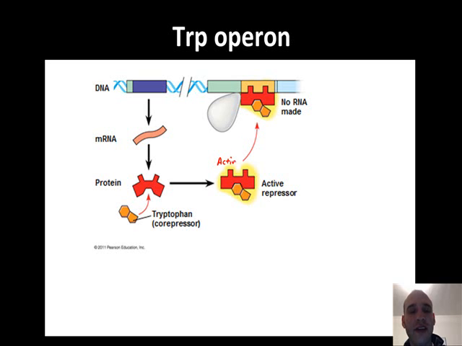Now you have this activated repressor protein, and its shape has changed. Since its shape has changed, it can now bind to the operator. Since it's bound to the operator, RNA polymerase can't go past it, so it's not going to be able to transcribe those different trp genes. At this point, none of those enzymes are being made. You're effectively turning off this pathway, and no tryptophan would be synthesized.